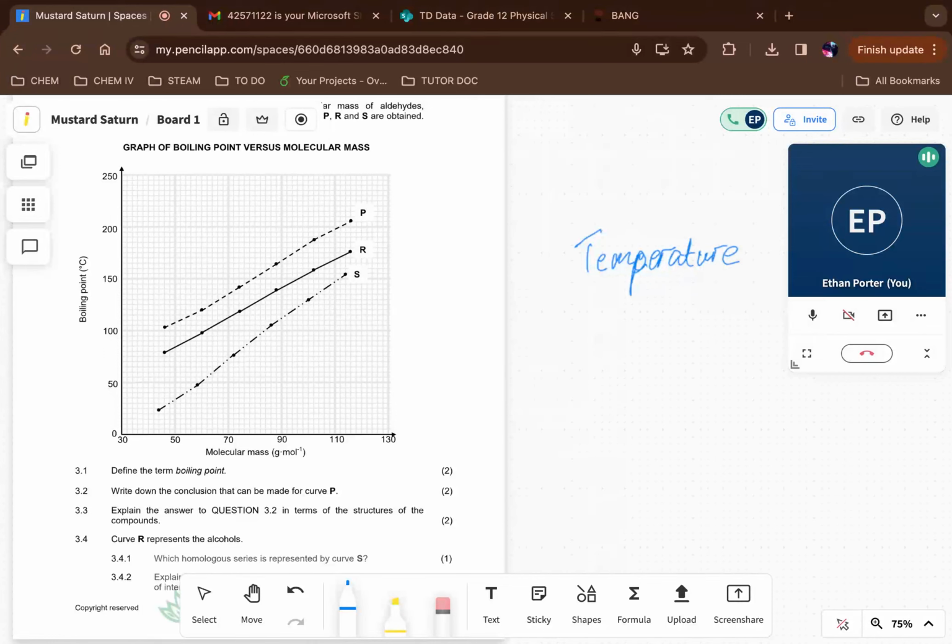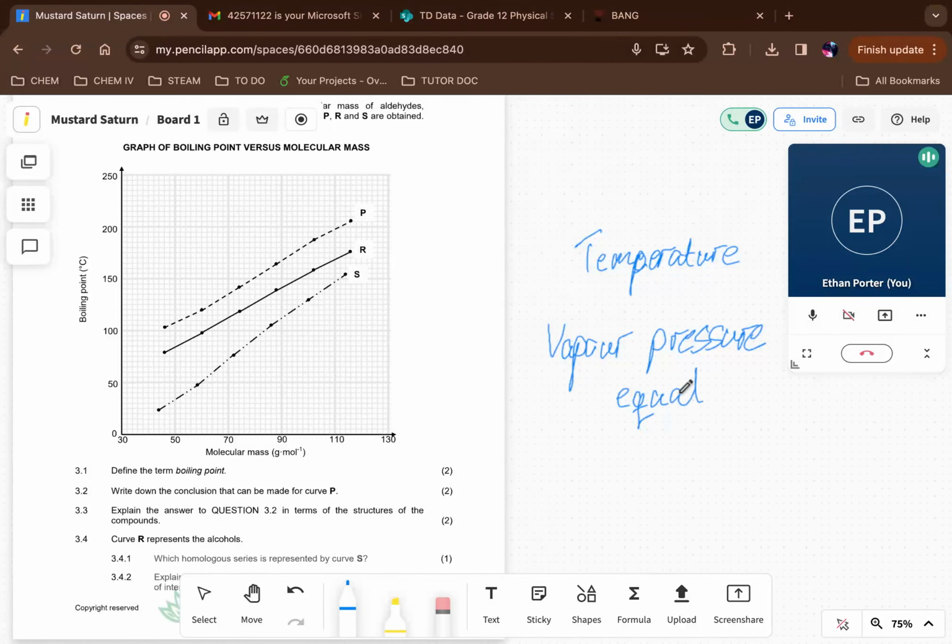So it's the temperature at which the vapor pressure equals the atmospheric pressure. Vapor pressure, okay, that's the next key phrase, equals atmospheric pressure. If I can spell equals atmospheric pressure.